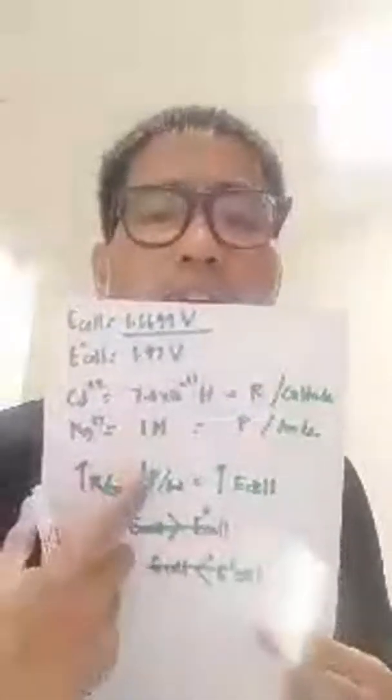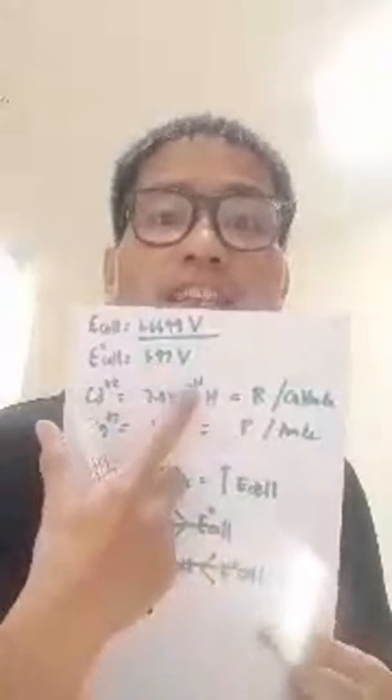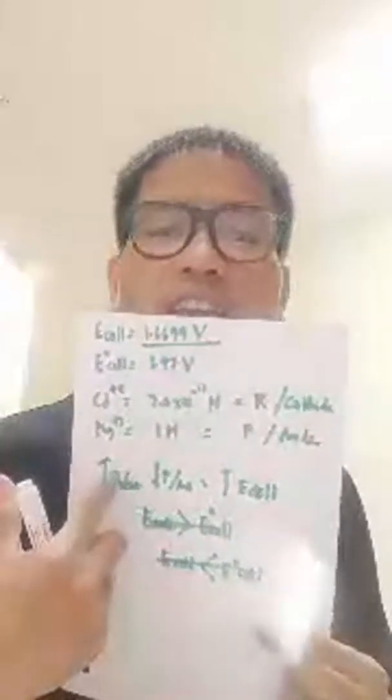Our E cell is 1.67, so meaning to say E cell is less than the E standard cell. It is smaller, because of our reactant. So again, if we increase the R cathode, our P anode will decrease. Our E cell will increase also. Our R cathode is 7 times 10 to the negative 11, which is less than the product, so this cathode, or R, is less.